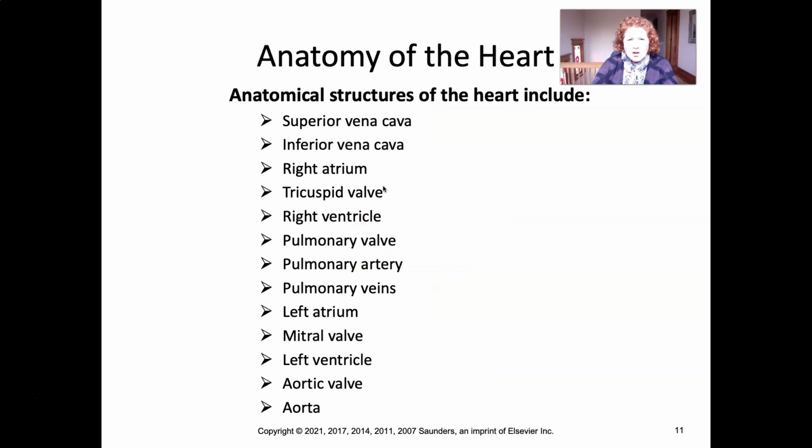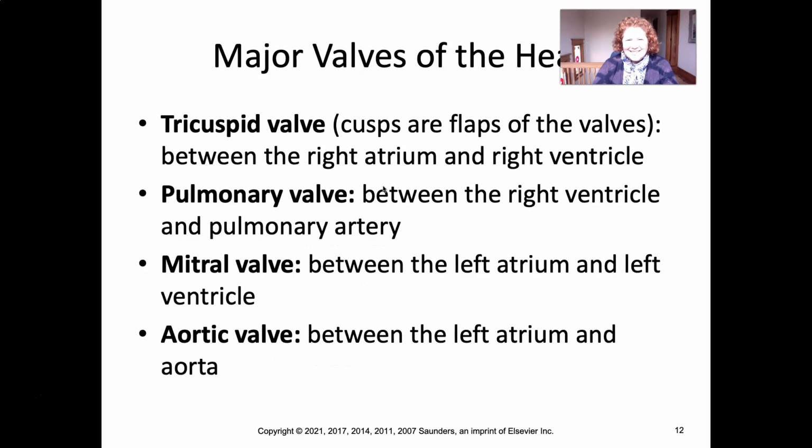All right, so moving on. Anatomical structures of the heart include the superior vena cava, inferior vena cava, right atrium, tricuspid valve, right ventricle, pulmonary valve, pulmonary artery, pulmonary veins, left atrium, mitral valve, left ventricle, aortic valve, and aorta. Lots there. All right, so what are these major valves and what do they do?